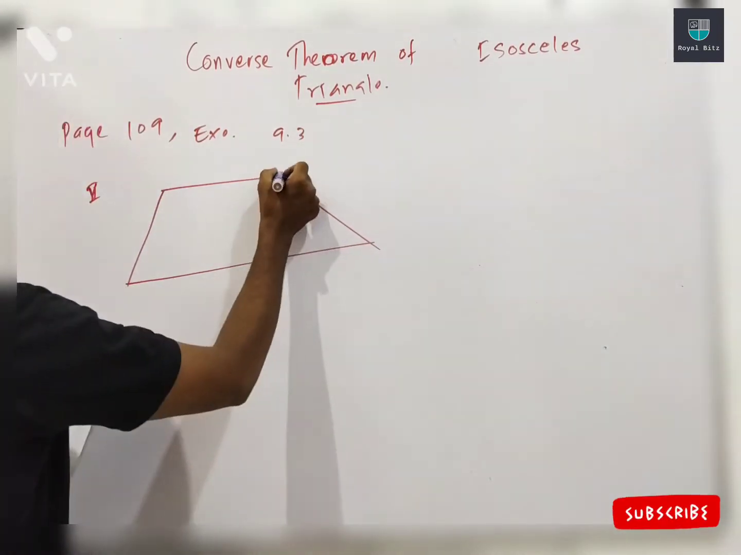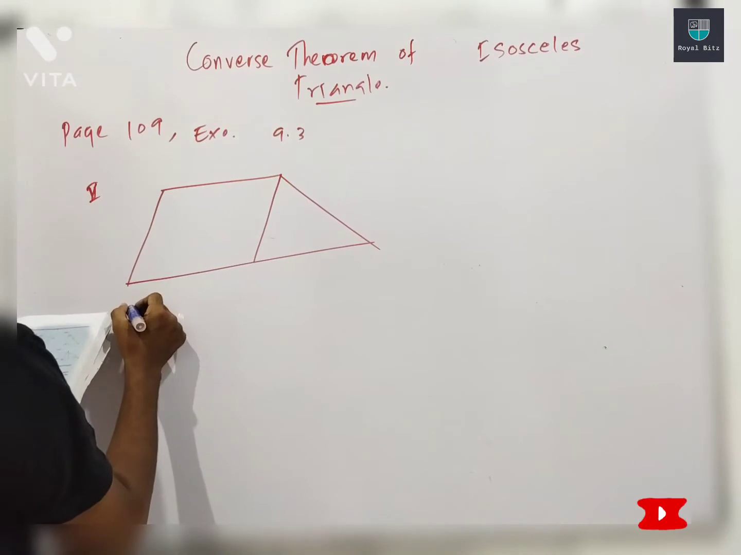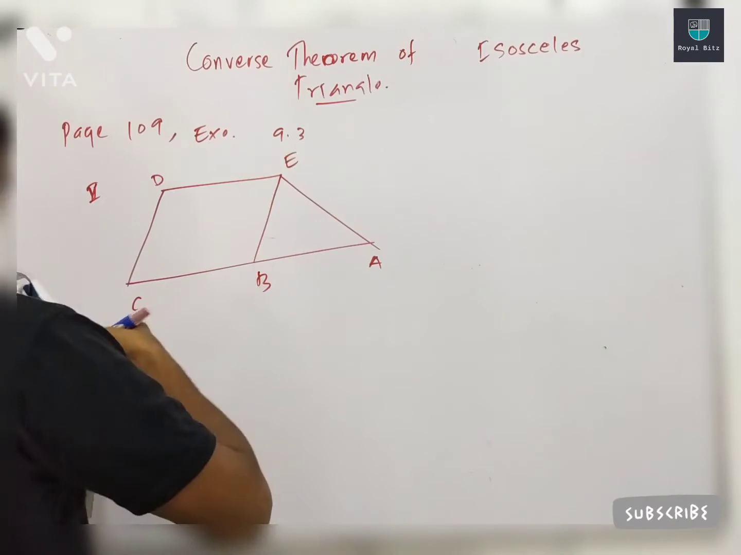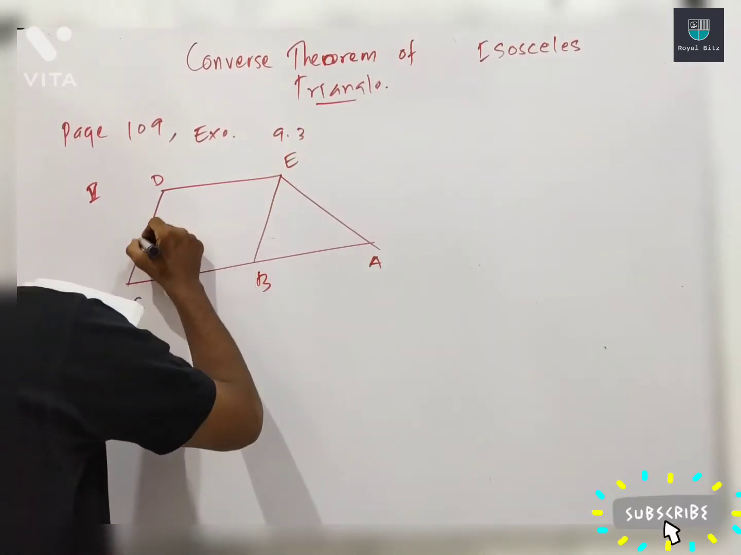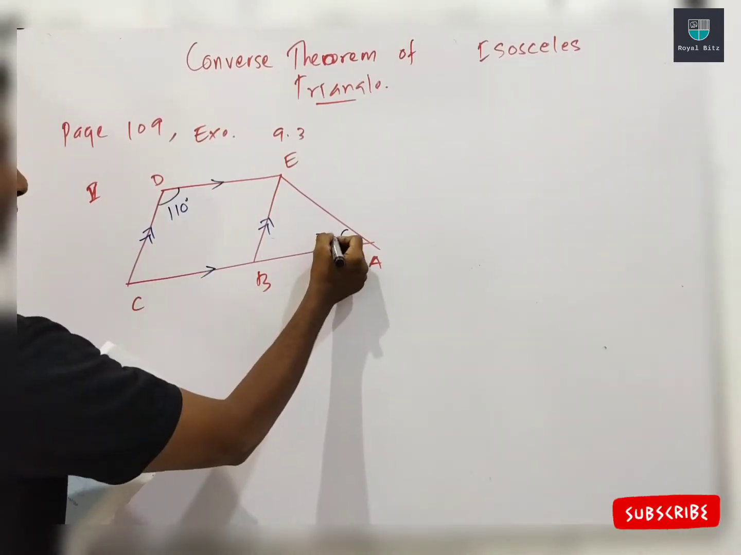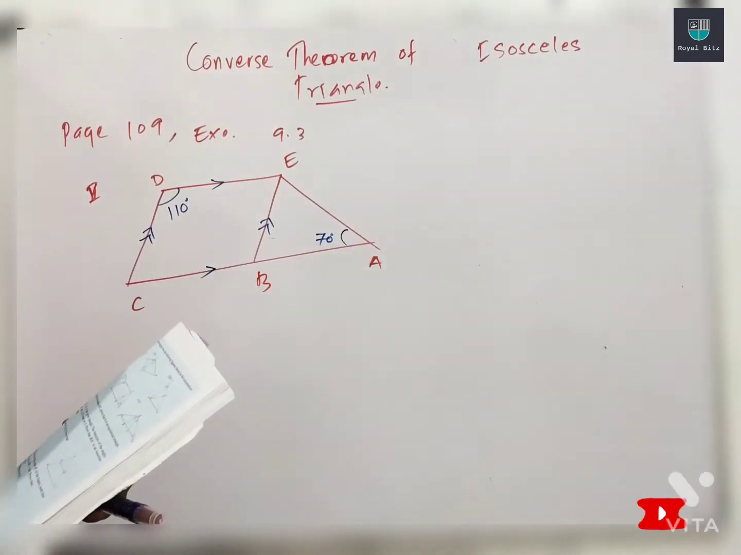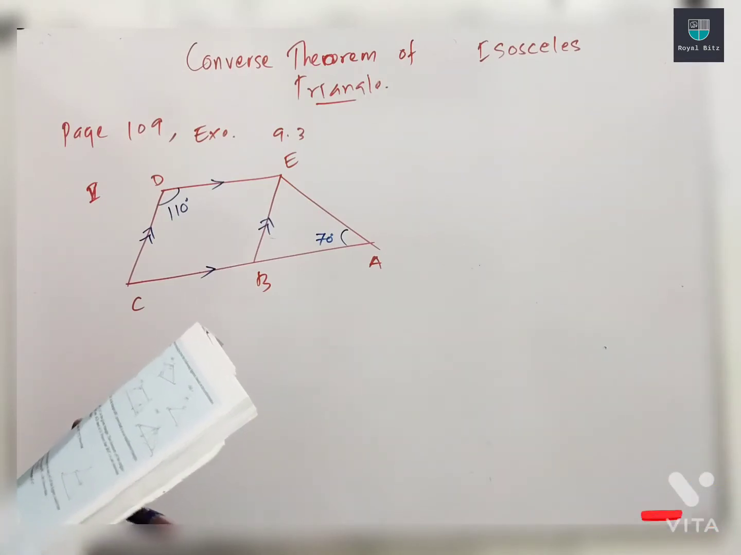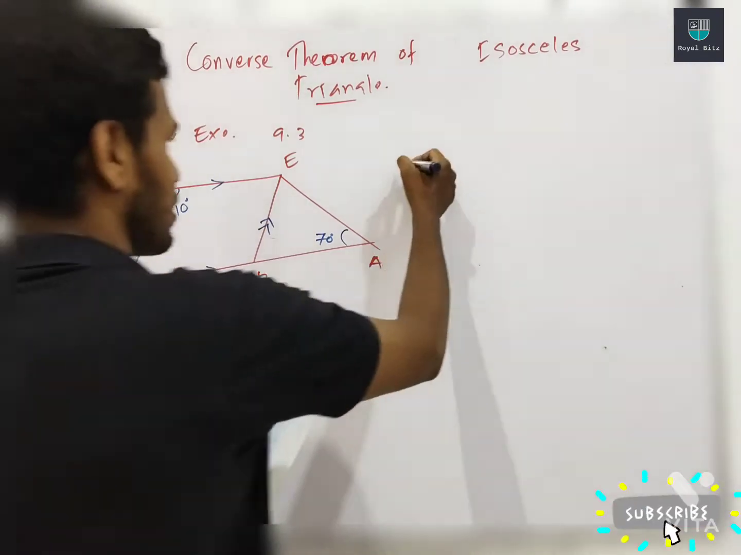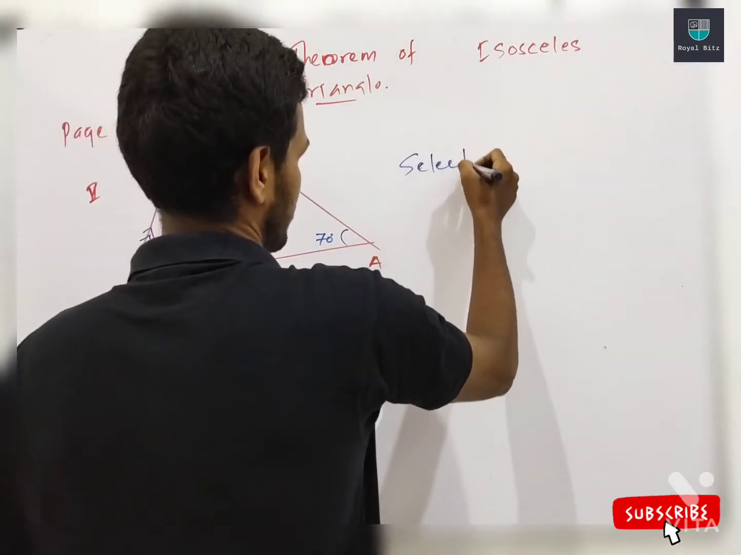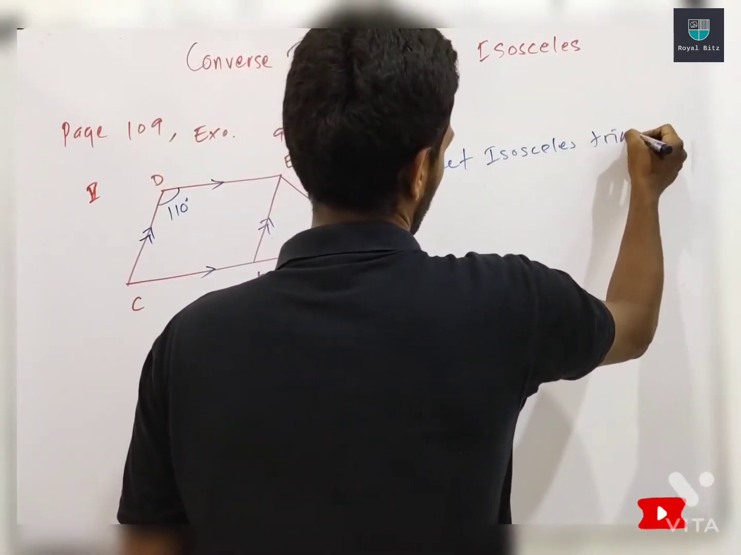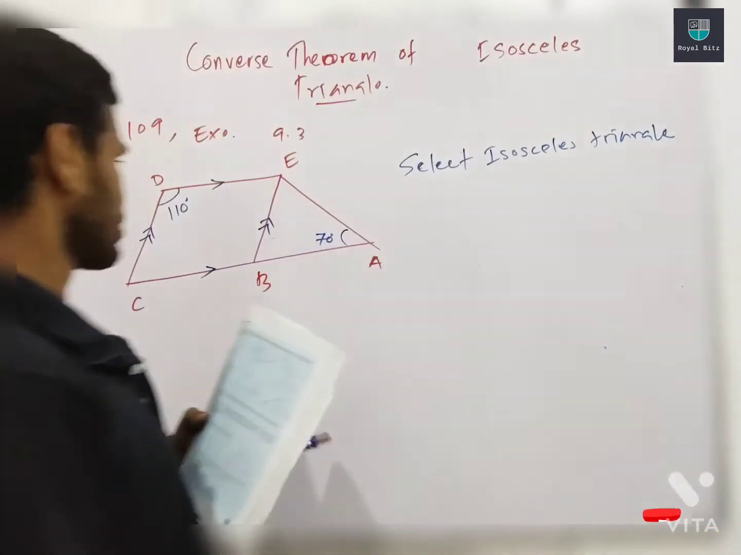Now, this is A, B, C, D, E. And this is parallel to... these two are parallel, and this is parallel. So now what is the question? Which angles do we want to find? Select the isosceles triangle. Okay, what is the idea?